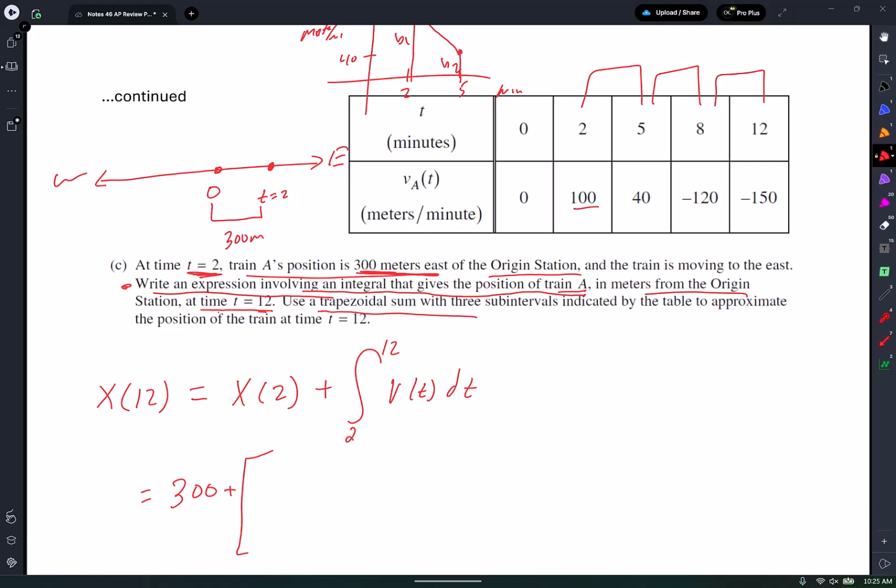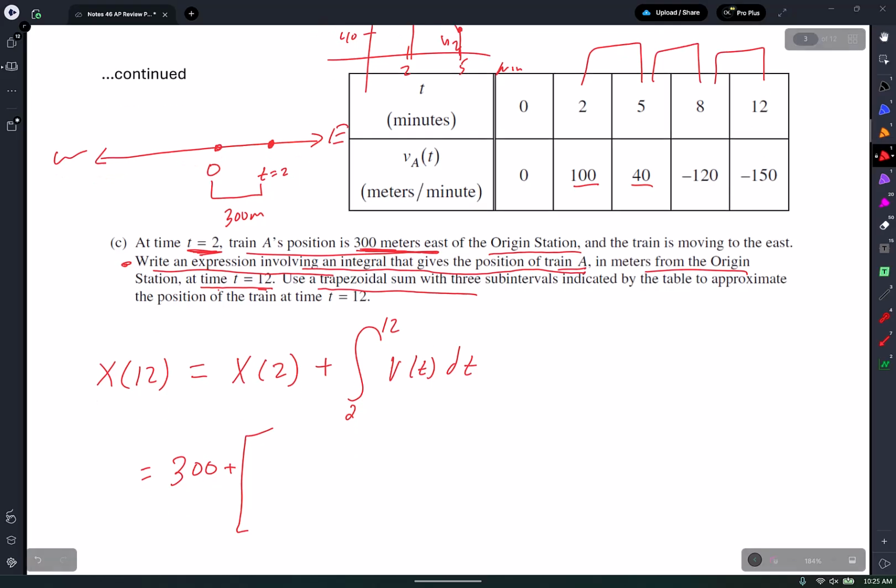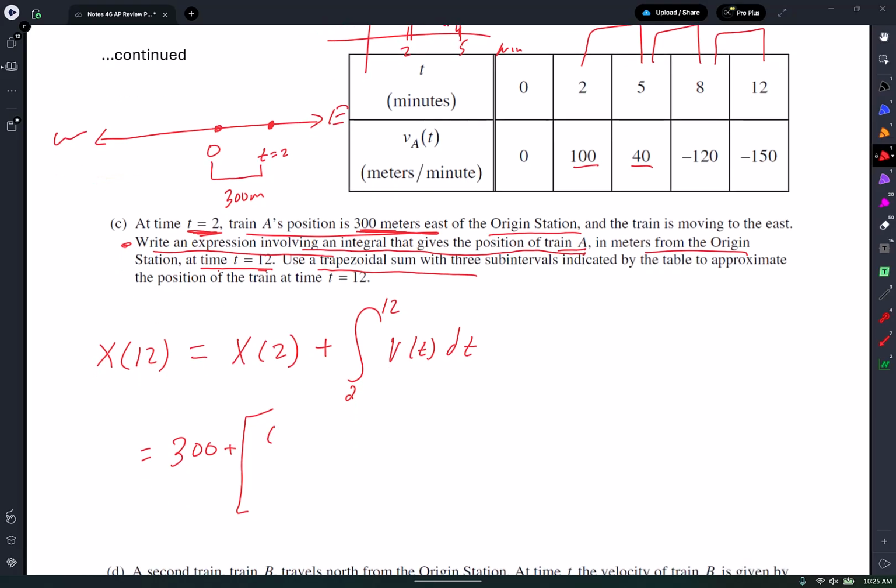My first trapezoid. So these numbers here are the bases, and the difference between the x values or the time values is your height of the trapezoid. So here we go. 100 plus 40 times 3. The 3 comes from the difference between 5 and 2, all divided by 2. That's my first trapezoid, plus what's my second trapezoid? 40 plus a negative 120, or you can say 40 minus 120. I just got in the habit because I was with the pre-cal kids right now, and they like to write plus negatives.